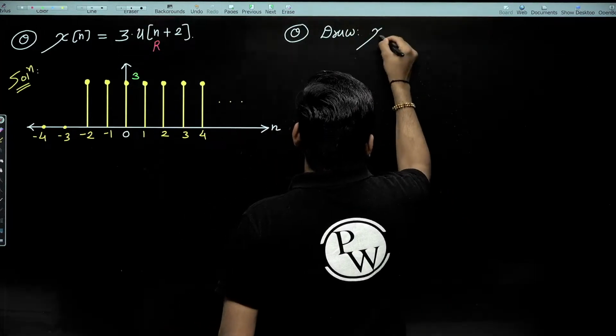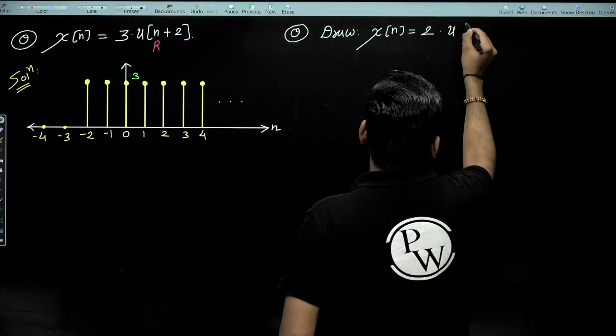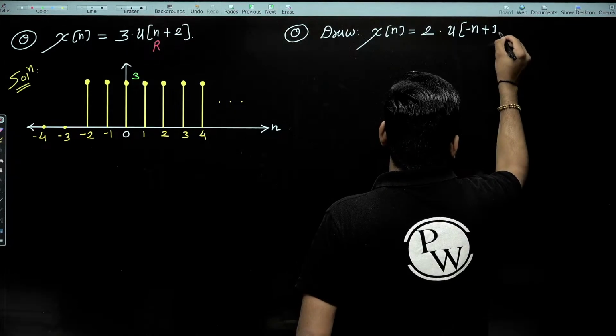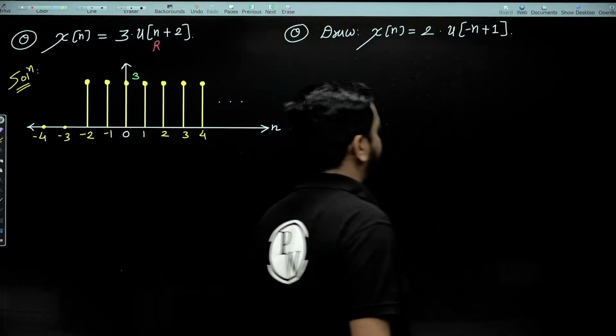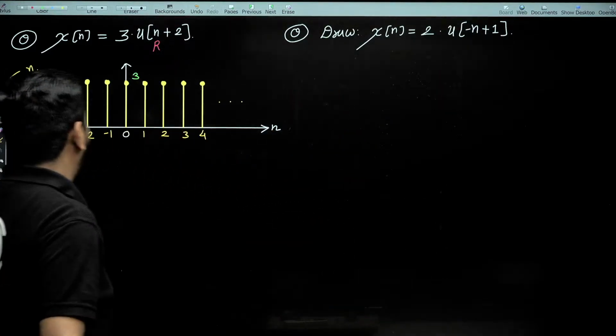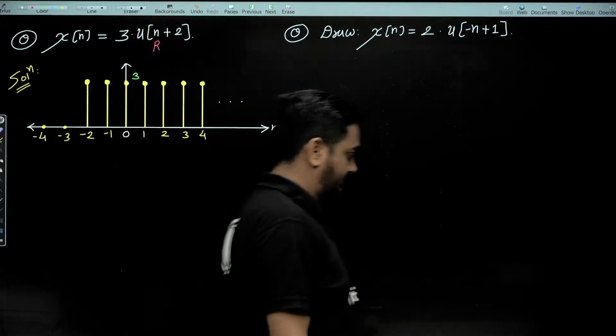Now suppose I am asking to draw x of n is equal to amplitude 2, u of -n plus 1. So tell me, right side, left side, and what will be the starting point?